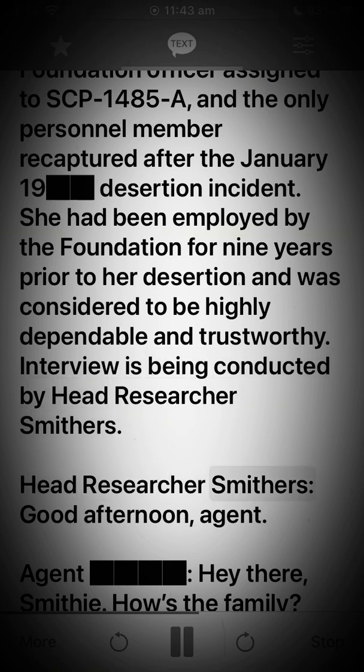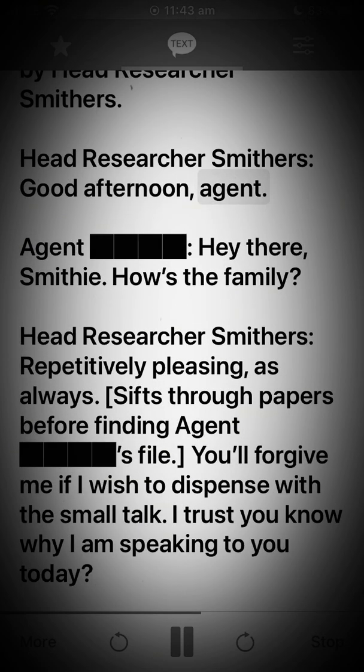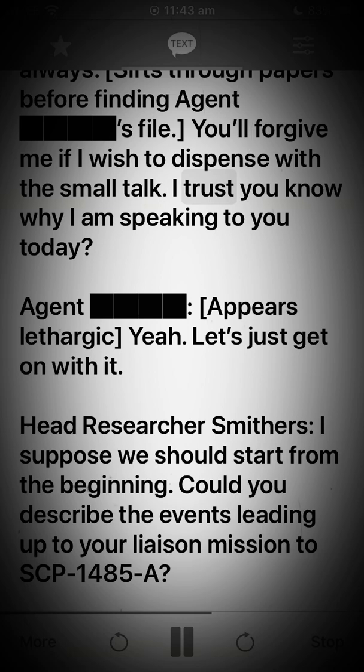Head Researcher Smithers: Good afternoon, Agent. Agent: Hey there, Smithy. How's the family? Head Researcher Smithers: Repetitively pleasing, as always. Sifts through papers before finding Agent's file. You'll forgive me if I wish to dispense with the small talk. I trust you know why I am speaking to you today. Agent: Appears lethargic. Yeah. Let's just get on with it. Head Researcher Smithers: I suppose we should start from the beginning.